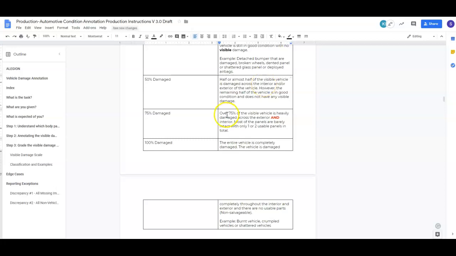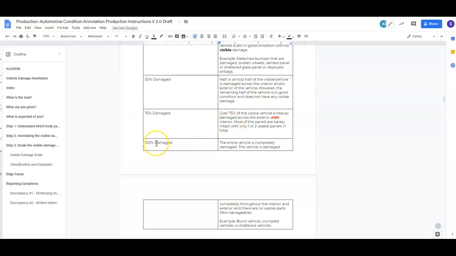Okay, so damage across the exterior and interior. Most panels are barely intact. What you have is probably a maximum of two usable panels in total. Two or three, it doesn't matter, but 75% of the vehicle is heavily damaged. The keyword is visible, heavily damaged across exterior and interior.